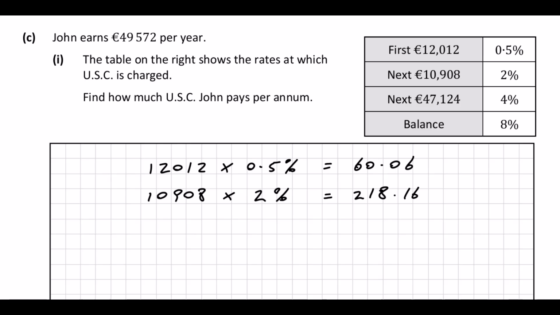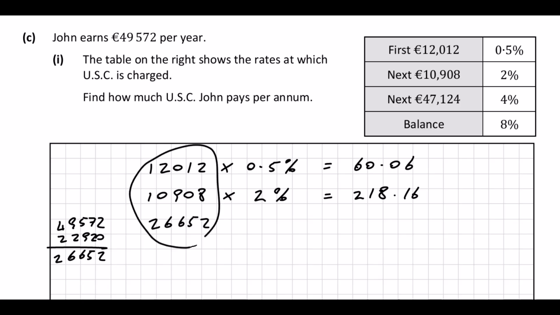Now, if you add these two together, you should get 22,920. Now, the next amount is 47,000, so he isn't going to reach all of this. So what you've got to do is take what he earns, the 49,572, and subtract these two added together, 22,920. So you will get 26,652. So that's what we're going to get 4% of, 26,652. In other words, these three numbers here should add up to this number here.